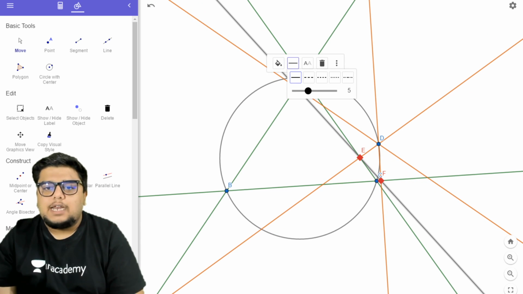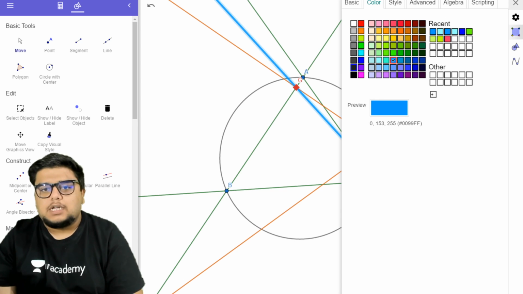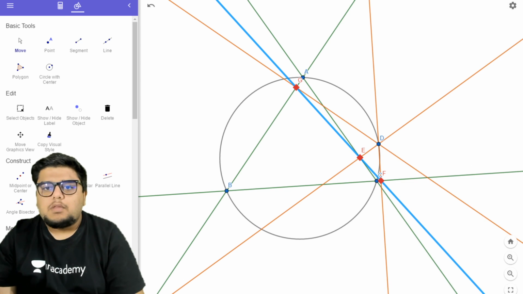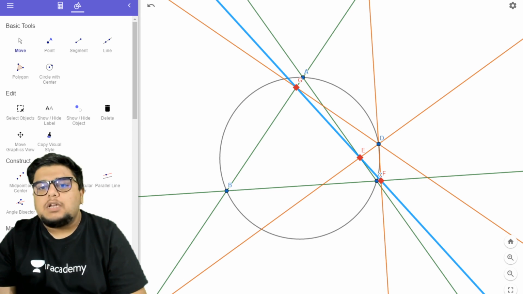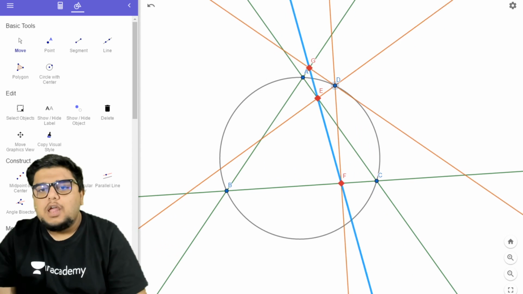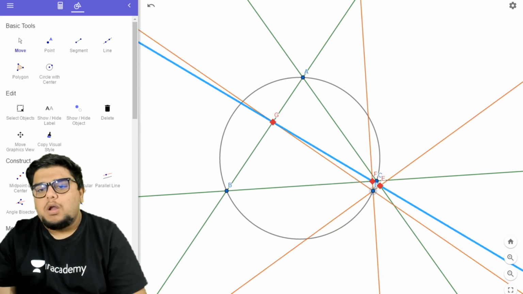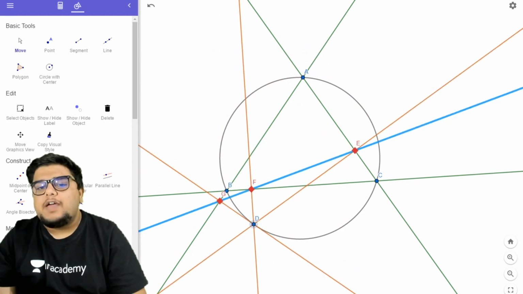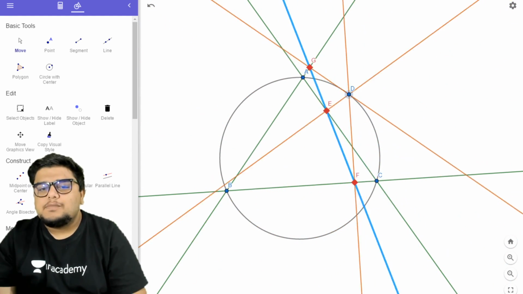So let me just increase the length of this line. Okay. And change the color to, let's say, this color. Okay. So I'm taking this color blue. So this blue line is basically the Simpson-Wallace line. See how it moves when I move the point D around the circle. Because this point D can be anywhere on the circle. So that is how the line moves.